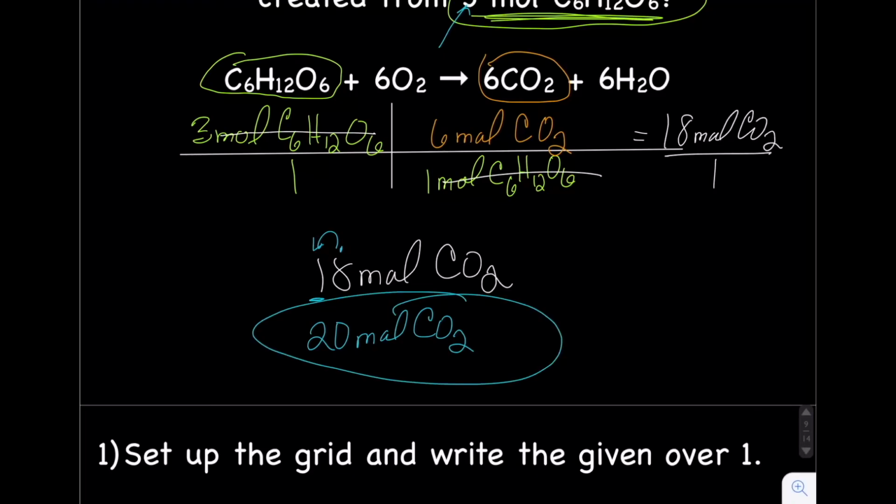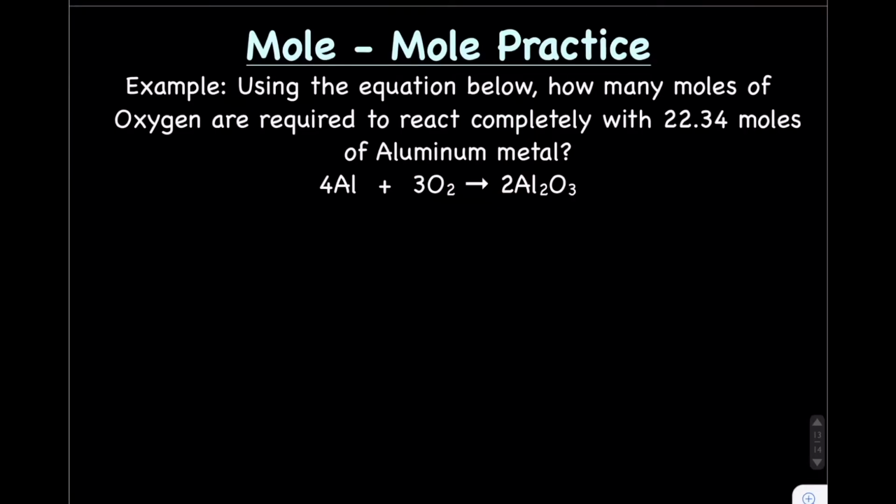It's not much different than mole conversions, just a little bit more thinking, and you need to be a little bit more careful. So we're going to try another practice problem. All right, let's try another practice problem. Using the equation below, how many moles of oxygen are required to react completely with 22.34 moles of aluminum metal? And then I gave you the balanced equation down below. Now, if you think you might understand how to do this by watching the previous problem, hit pause. Try to do this without me, and then hit play and see how you did.